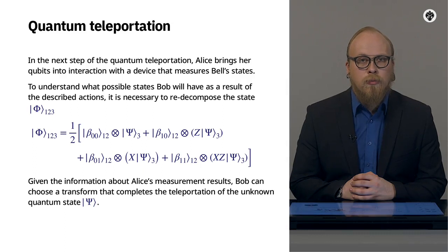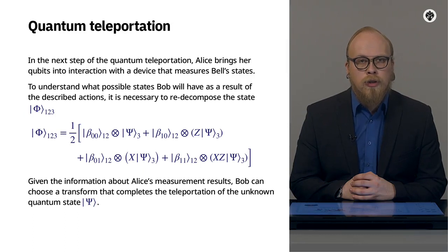To understand what possible state Bob will have as a result of the described actions, it is necessary to recompose the state of the two systems so that the first and the second qubits are in the basis of Bell states. The slide shows such a decomposition. Here, as before, X and Z are Pauli matrices. Given the information about Alice's measurement result and the expression shown on the slide, Bob can choose a transform that completes the teleportation of the unknown quantum state ψ.